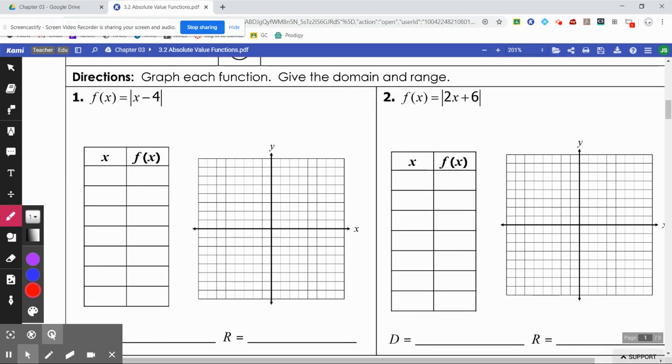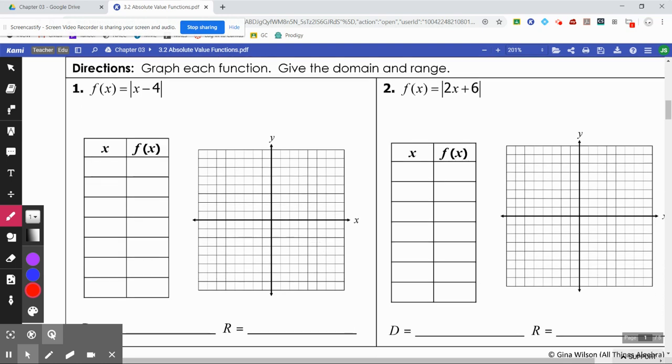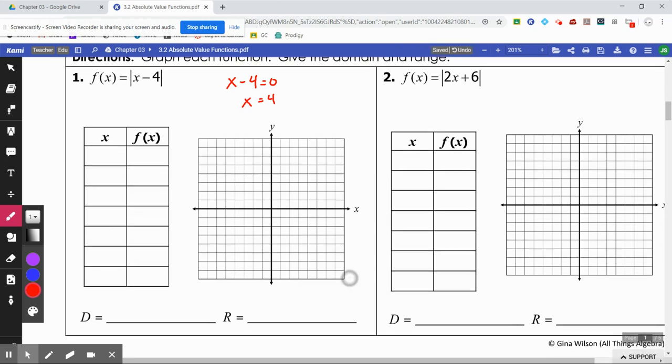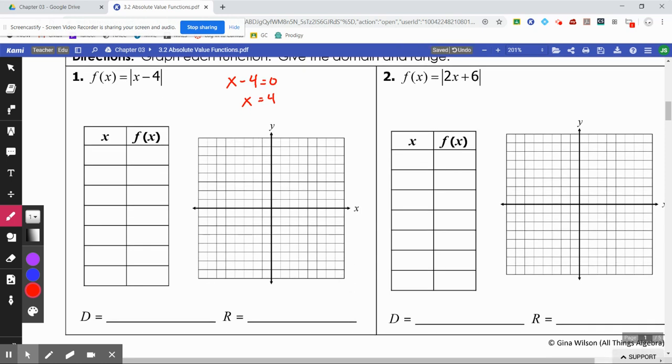Okay, here we go. If you want to find the vertex of this, and this is not necessary, but you can do it, take the stuff inside the absolute value bars, set that equal to 0 and solve it. Move the 4 over, and you get 4. That's where your vertex for this graph is going to be located. And since the vertex is the turning point, you can put that in the middle and then number it on each side: 1, 2, 3, that'd be 5, 6, and 7. You can see what's going to happen, okay?